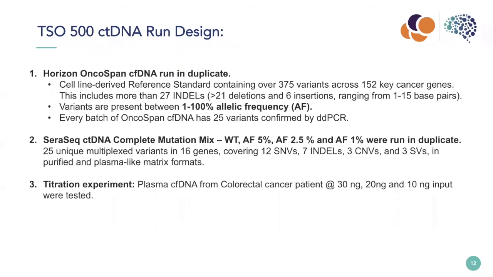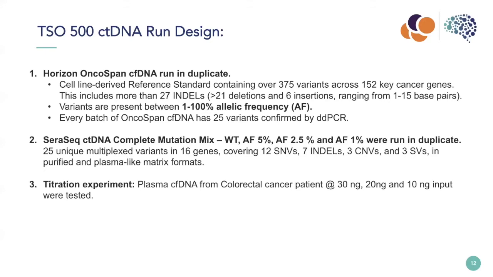The Seraseq is a little bit different in that it has 5%, 2.5%, and 1% allele frequencies, 25 unique multiplexed variants that are in 16 genes that also cover single nucleotide variants and indels, but in this case, there are a couple of CNVs and SVs. It's available as a purified or a plasma-like matrix format, so you can go through isolation.